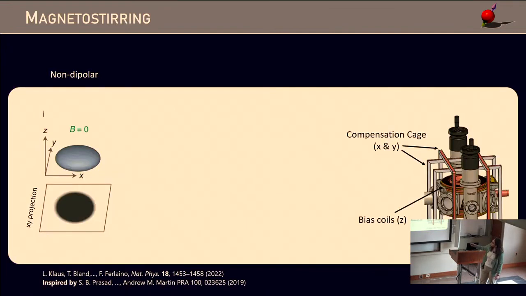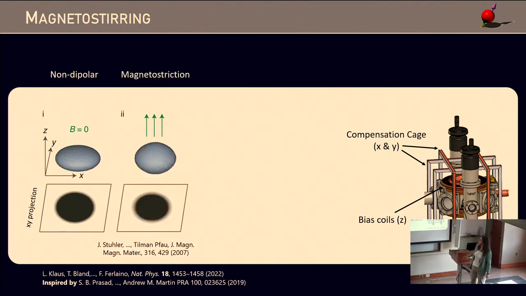In particular by using this method that we called magnetostirring. So if we had a non-dipolar system in a trap, basically the shape of the cloud would match exactly the one of the trap.